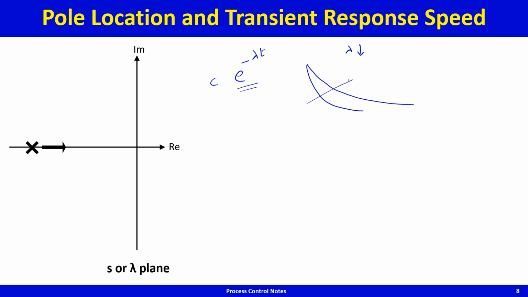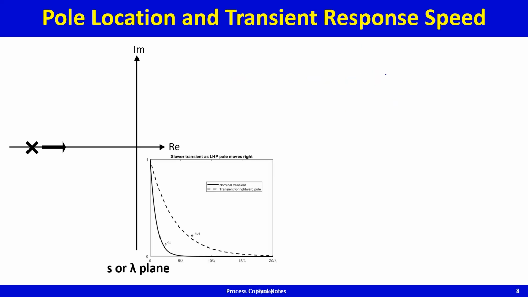So as lambda, which is the location of the root, decreases, that means my root moves towards the right half plane, the exponential decay becomes slower, the transient becomes slower, and this is what we have. And here lambda has become 1/4 of the nominal lambda. Okay, all right.